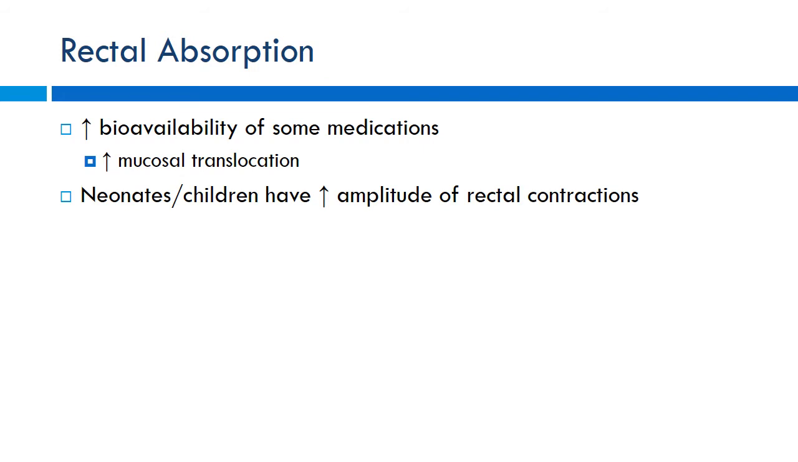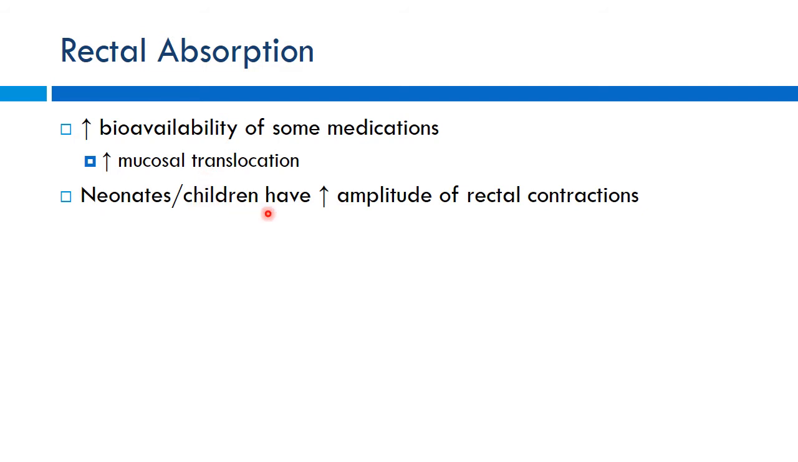So looking at rectal absorption, you're going to find that they have very good bioavailability of many medications due to the fact that the rectum is going to be very well vascularized. There's lots of blood flow there, and also they have very thin mucous membranes, so you can have very good mucosal translocation here, which is why acetaminophen suppositories and other types of suppositories are given pretty frequently due to good absorption.